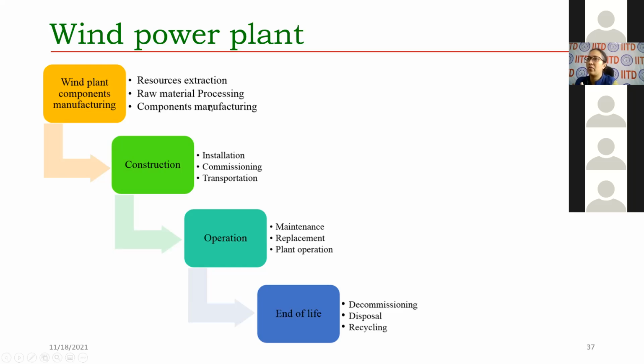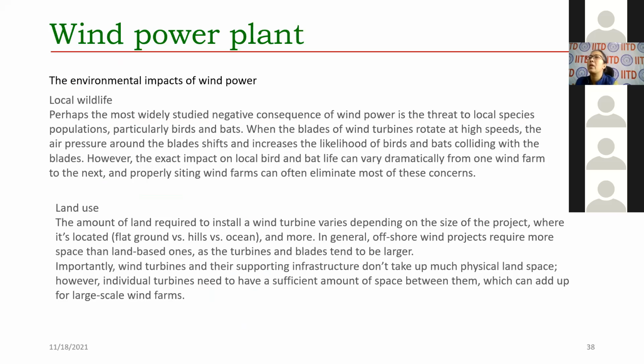So we have resource extraction, processing, and material. So you may think of new materials for making these wind turbine blades. Then there is construction. Some amount of civil construction is also required. We will be mounting this windmill, installation, commissioning, and transportation, operation, and then there is end of life. In the figure itself, you can see it's relatively simpler than even the solar one.